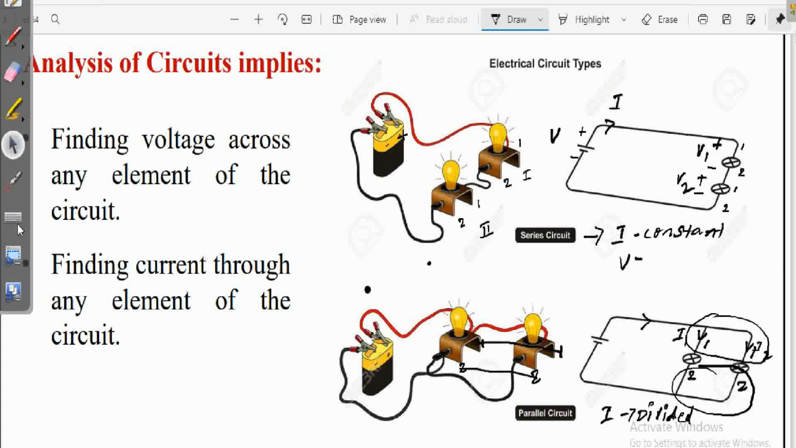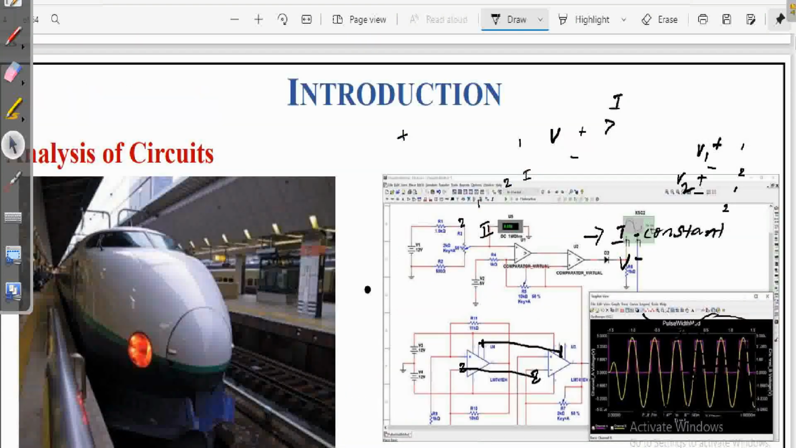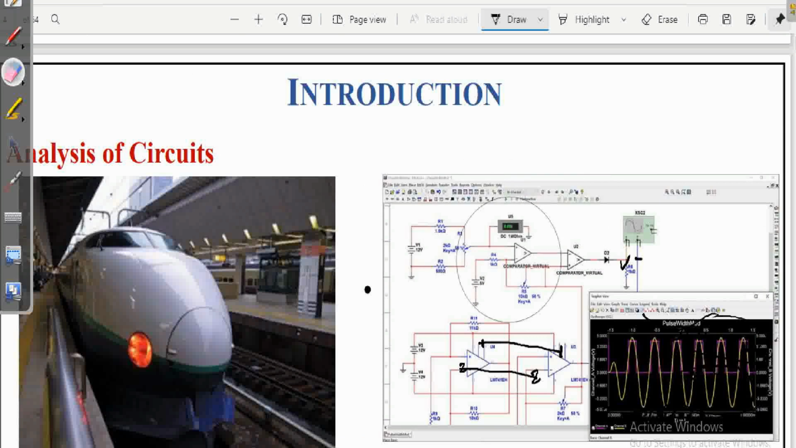Next, the next topic is the introduction, where we use electrical circuits. So this is a real-time example. Here you are using electrical circuits.